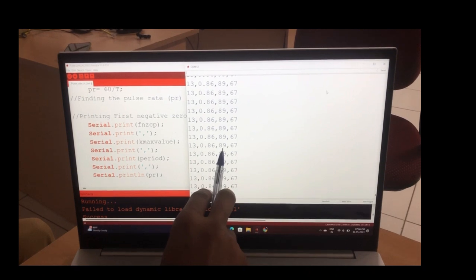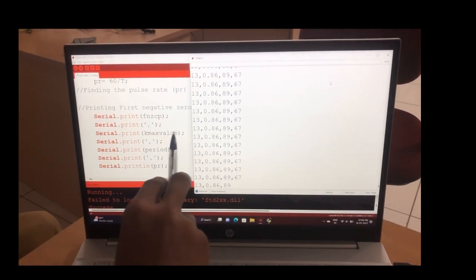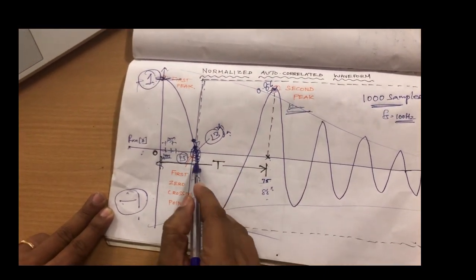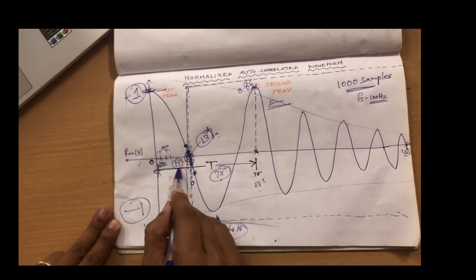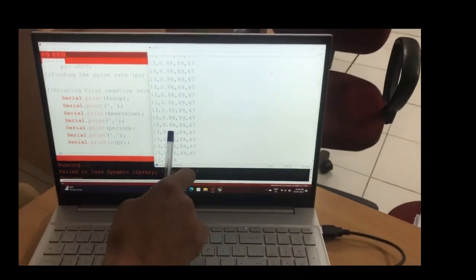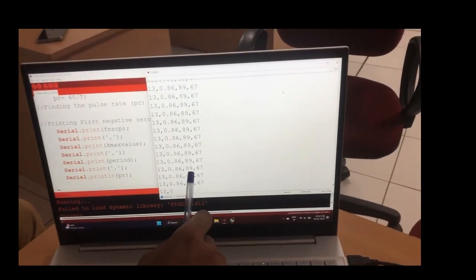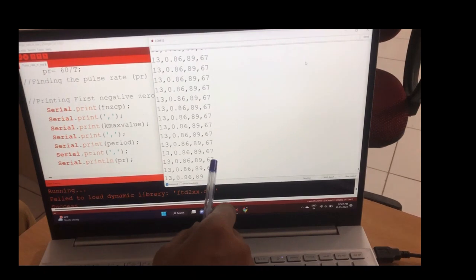How do we measure the period? How does it become 89? First 13. From the 0 point to the first zero crossing, there are 13 samples. And then from the first zero crossing point to this peak, we get 75 samples. So 75 plus 13 is equal to 88. That is what is displayed here as 89. Okay, 89. And the pulse rate is 67.